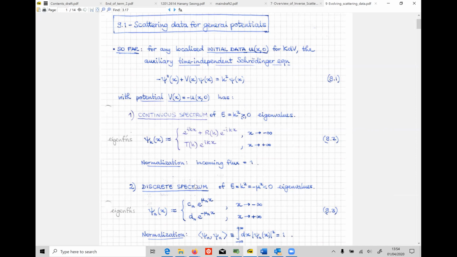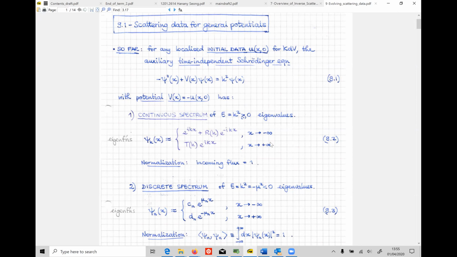On the other hand, there is also a discrete part of the spectrum which corresponds to negative values of k squared. So I set k equal to i mu here. And only for specific values of mu, there exists a bounded solution of the type 9.3, where mu is positive, and you see that the asymptotics make sure that the solution is bounded. In particular, it decays to 0 exponentially at plus and minus infinity, with coefficients C_n and D_n for the asymptotics that can be determined once we impose the following normalization condition.